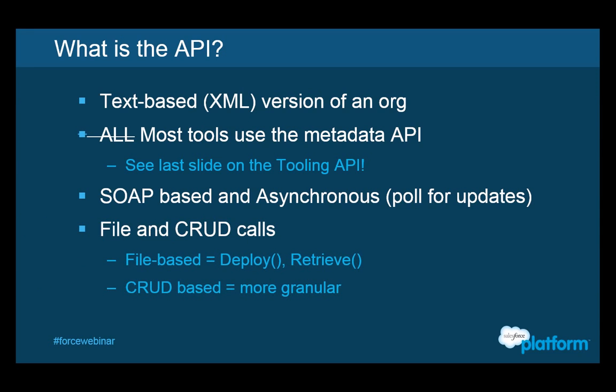So there's two types of calls that you can use the API with. There's file and CRUD-based calls. So file-based calls are a coarse-grained call. So you'd call deploy, and deploy would refer to files on a file system. So it's a very coarse-grained, less granular call than the CRUD-based calls. So the CRUD-based calls are really something you can actually write in code. So if you wanted to create a custom field, you can write several lines of Java or C# or your programming language of choice to actually create more granular calls to the API.